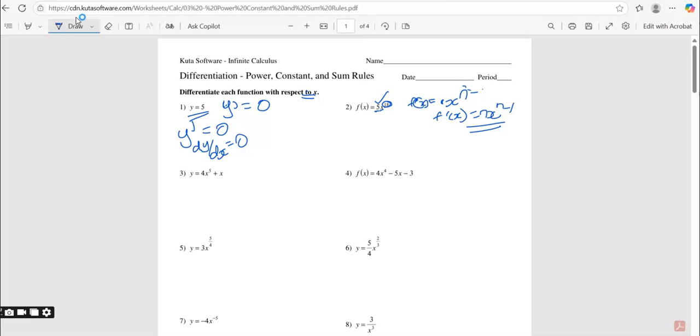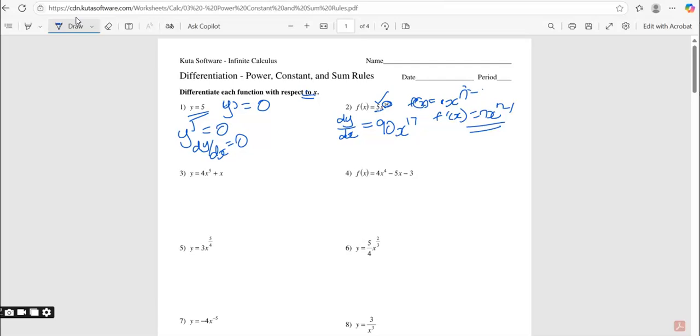In this case we see we have 5x to the power 18, so our dy/dx will be equal to 5 times 18. We'll punch that in a calculator. It gives us 90, so it's going to be 90x, then 18 minus 1, it's going to be 17. So this is your derived function. We come to number 3.